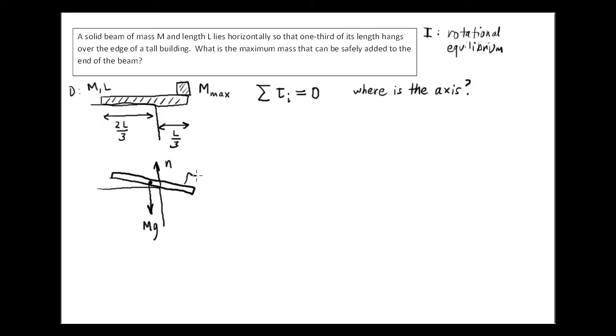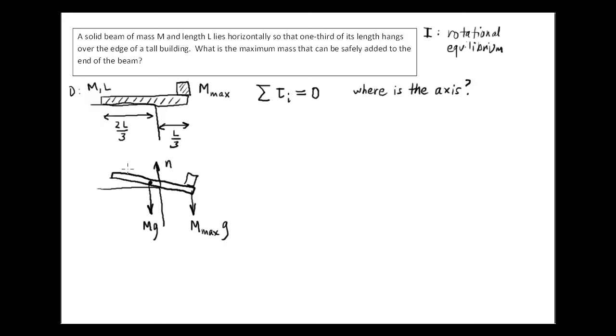And now we've got the additional force that is due to this unknown mass sitting at the right-hand end. The weight of that mass is the force pushing downward on the beam. All of these are the forces that are acting on the beam.